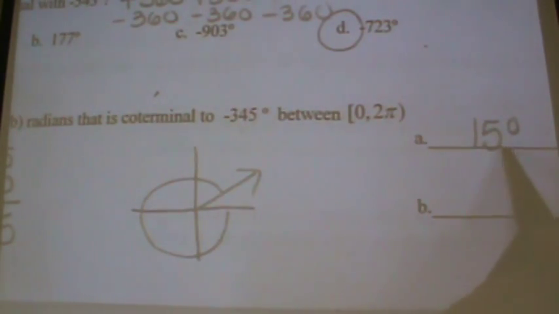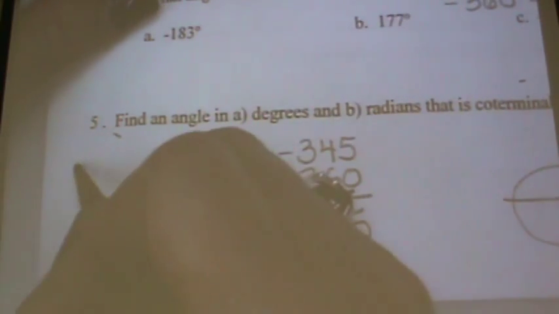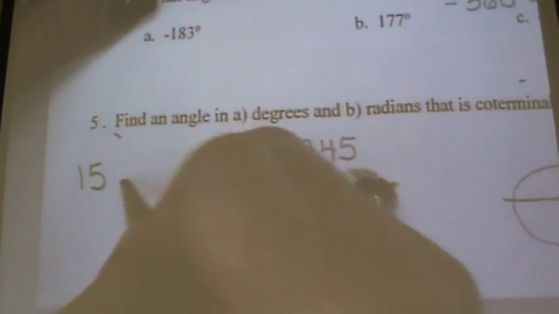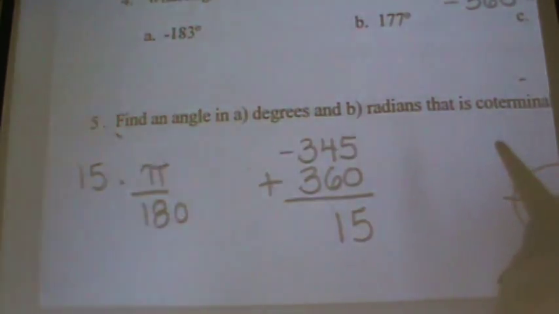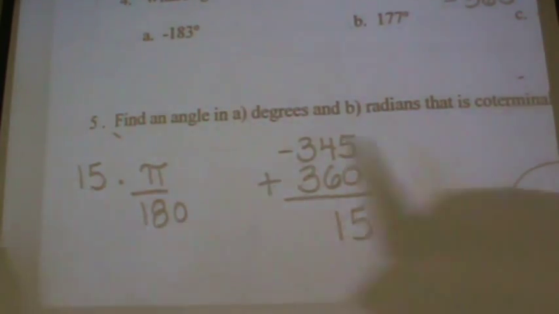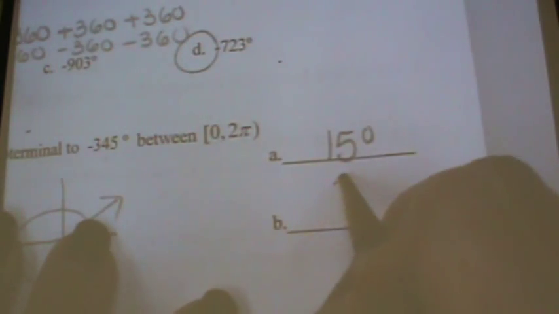Now how do you convert this to radian measure? You're going to take 15 and multiply it by pi over 180, because that's how you convert. And you're going to get pi over 12, because 15 goes into 180 12 times. So pi over 12.